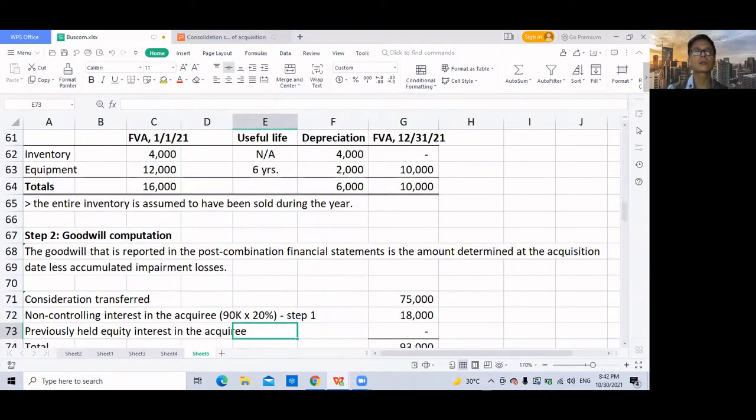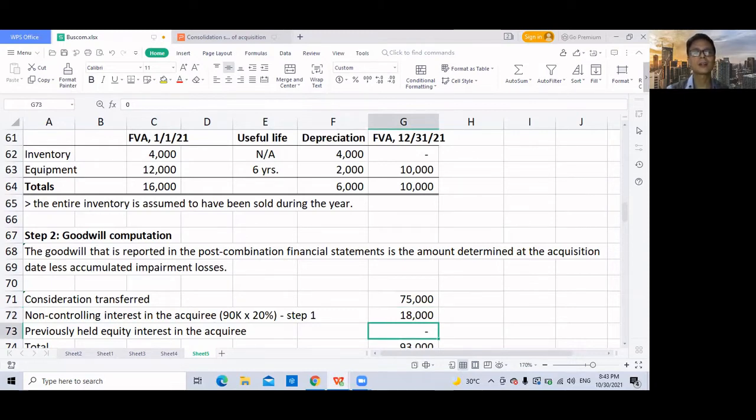Now, 80%. So non-controlling interest, since 80% yung doon sa parent, it goes without saying that 20% mapupunta doon sa non-controlling interest. Ito yung mga maliliit na shareholders, or stockholders. Sila yung mga non-controlling interest. Another term for that is minority interest. So as we can see here, 90,000 times ito yung pag-aari nila doon sa acquiree, or si CK. So that is 18,000. So 90,000 times 20%.